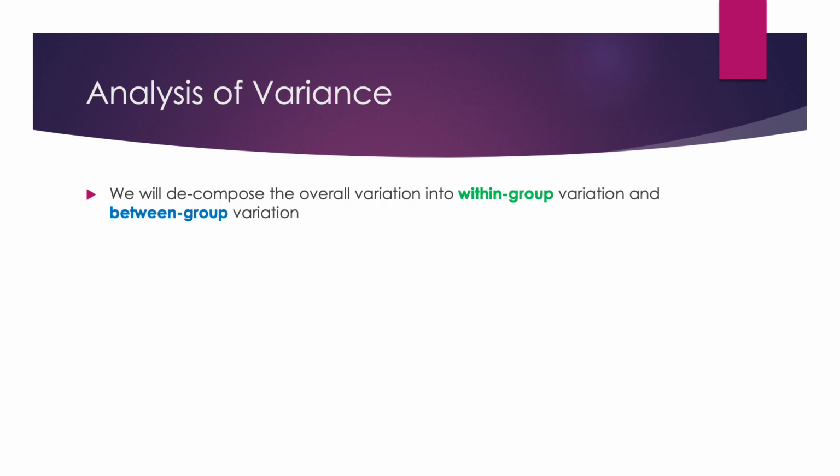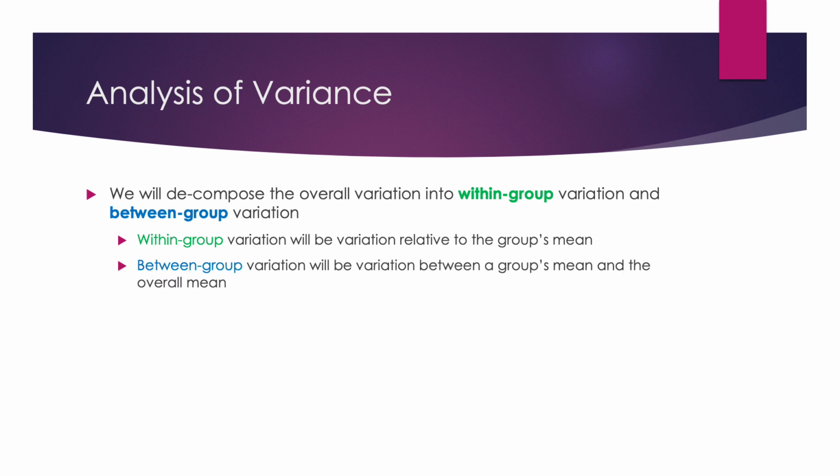So, to compute an ANOVA, we're going to decompose the overall variation into within group and between group variation. Within group variation is going to be variation relative to the group's mean, and between group variation is the variation between a group's mean and the overall mean.